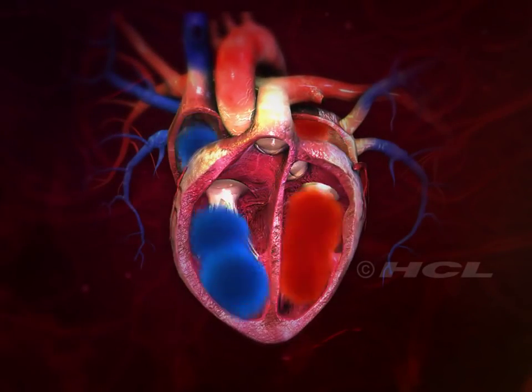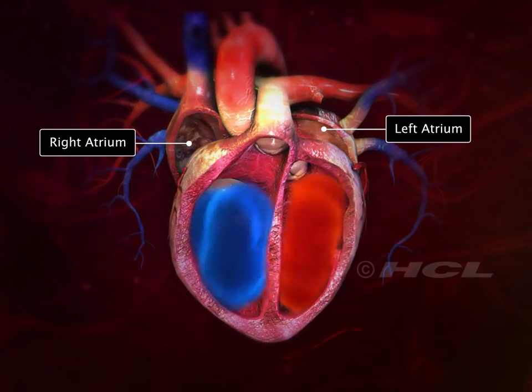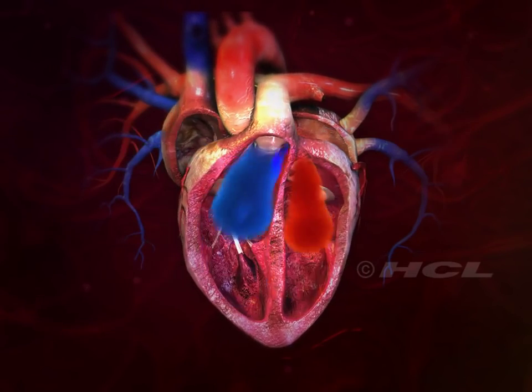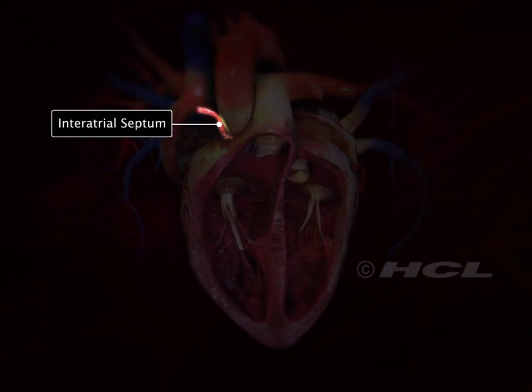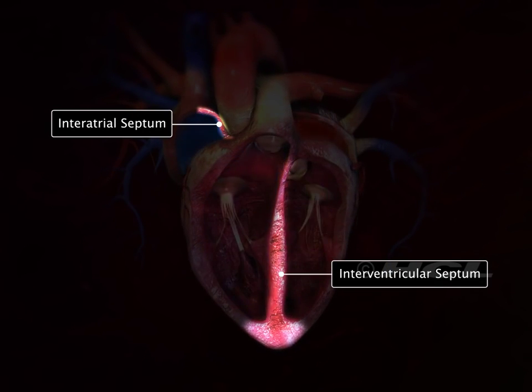The human heart has four chambers. The two upper chambers are the atria, and the two lower chambers are the ventricles. The interatrial septum separates the two atria, and the interventricular septum is the partition between the two ventricles.